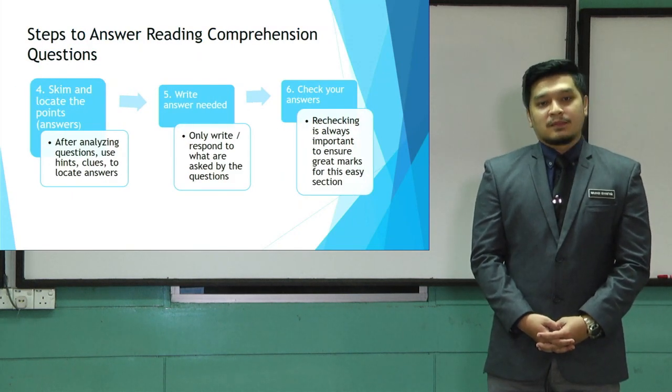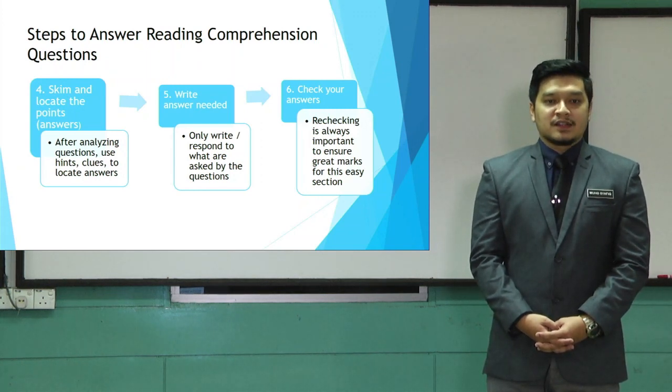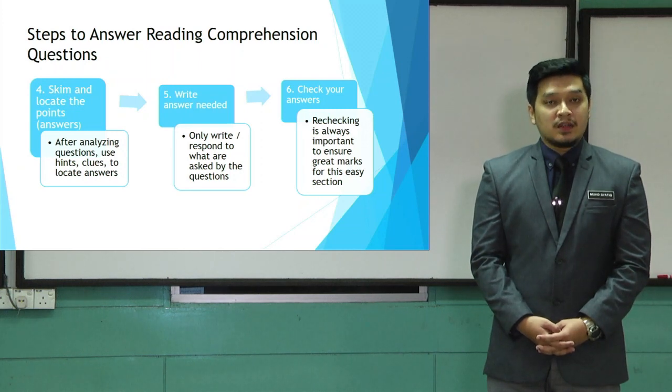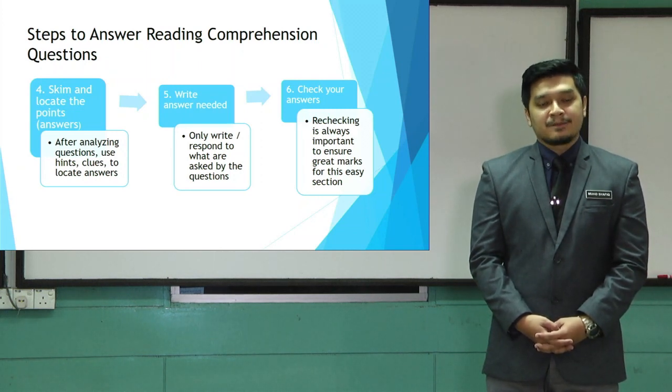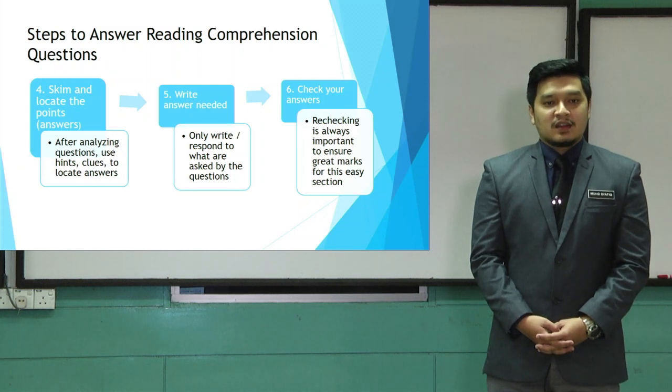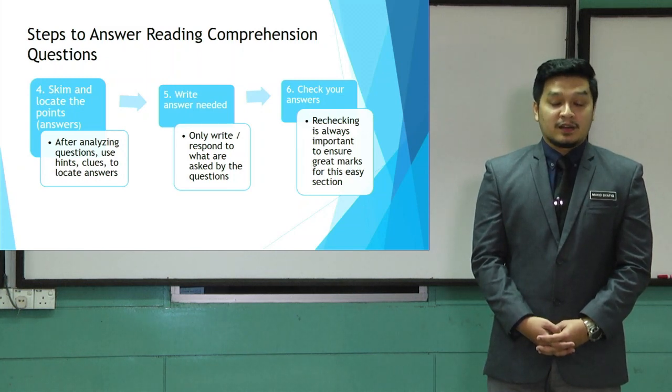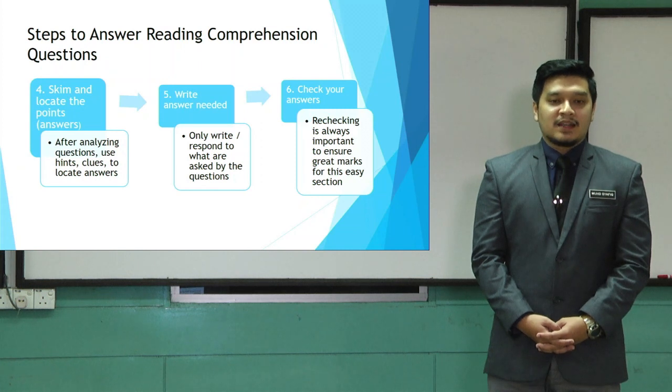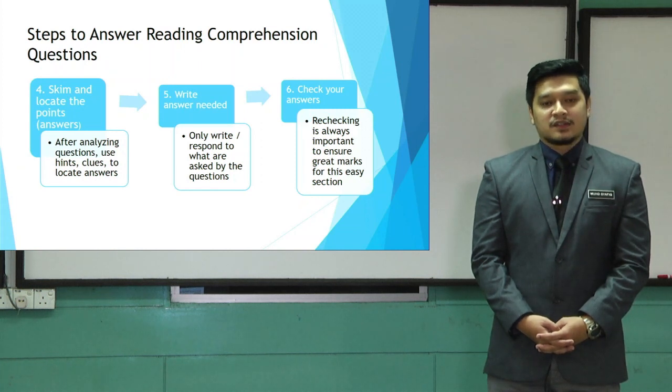The next one is you skim and locate the points or answers. This is step number 4. When you skim and locate the points of the answer, it's good to use hints or clues or keywords that you get from the question, because the location of the answer in each paragraph will be determined by the keywords you found in the questions.